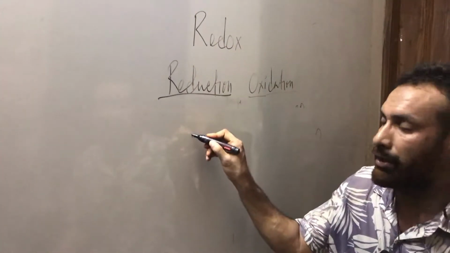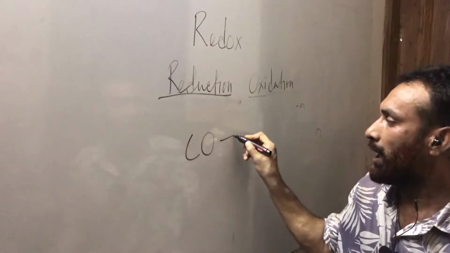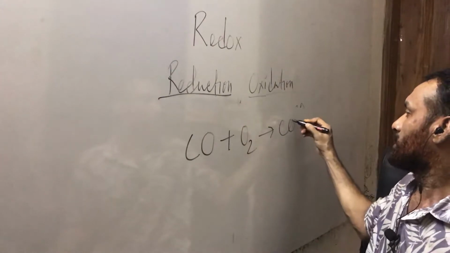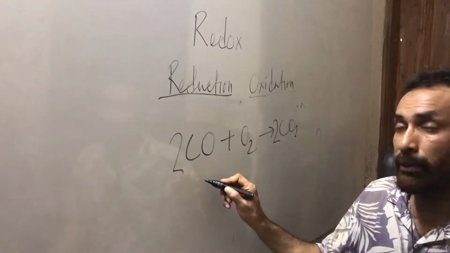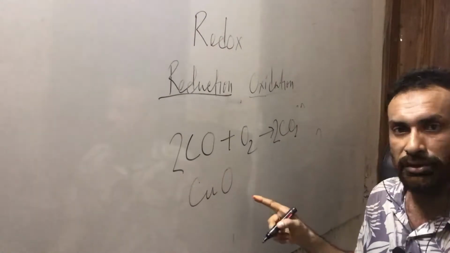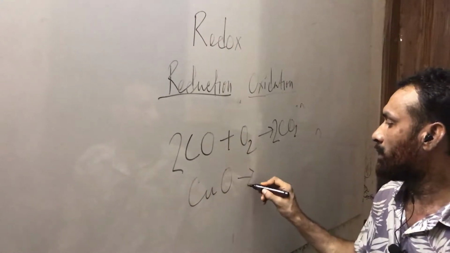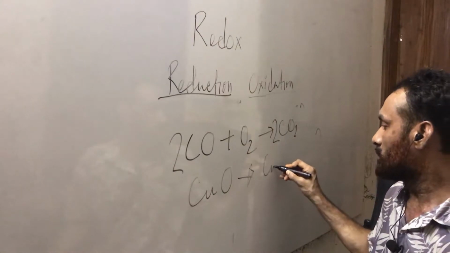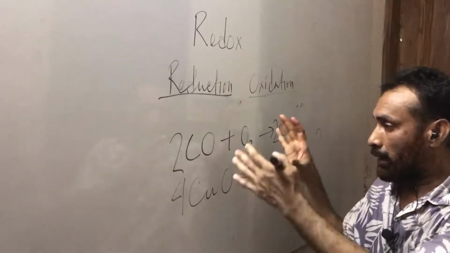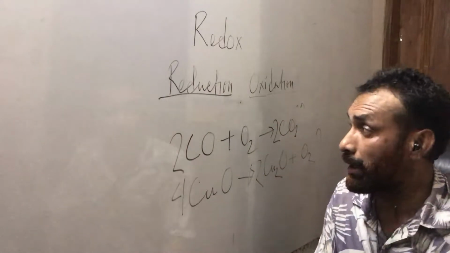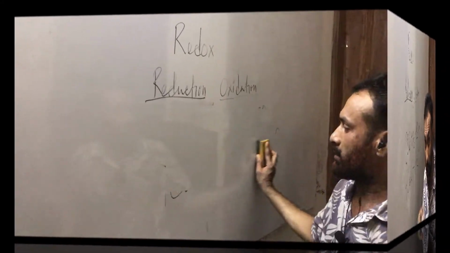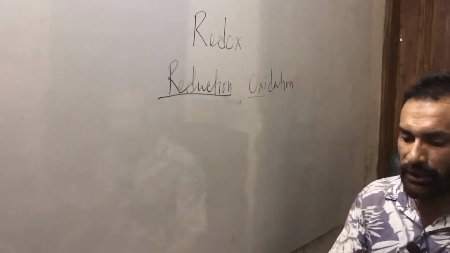Suppose I write CO and O2, and then you will get CO2. And I write another equation here, CuO, and in the product I write Cu2O. So look at these equations, and can you explain which of the reactions is oxidation? Now we get another topic.